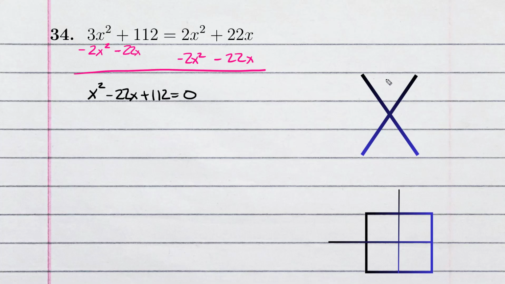equals 0. So 112x squared, where we multiply the a times your c term, needs to add together to give me negative 22x. That means both of them need to be negative. And so if I think of two things that can multiply to give me that 112, 8 and 14 multiply to give me that. So negative 8x, negative 14x. And so x minus 8 and x minus 14.